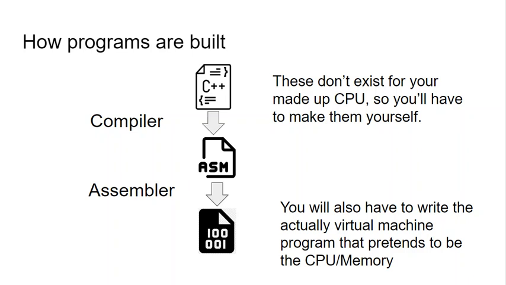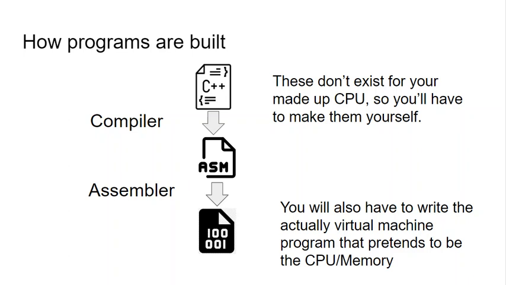Well, let's go back and revisit what we have to do to make a program. We make a compiler and an assembler, and we have a high level language, and the compiler and assembler crunch a program down into the ones and zeros that a CPU understands.